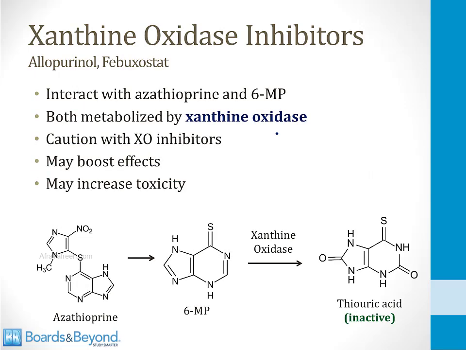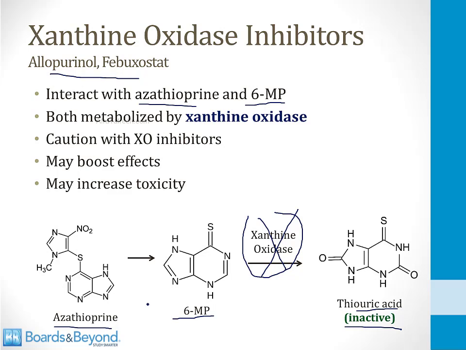There are two immunosuppressants that interact with the xanthine oxidase inhibitors. Those two immunosuppressants are azathioprine and 6-MP, and I talk about both of these in the video in the immunology section on immunosuppressants. But basically, azathioprine is metabolized into 6-MP, and then they both work the same way to suppress the immune system. But the reason we're talking about them here is because they are both metabolized by xanthine oxidase into an inactive metabolite called thiouric acid. So if you inhibit xanthine oxidase with allopurinol or febuxostat, the level of 6-MP will go up, and that can be a problem. Sometimes this is done on purpose to boost the effects of azathioprine or 6-MP, but it also increases the risk of toxicity.